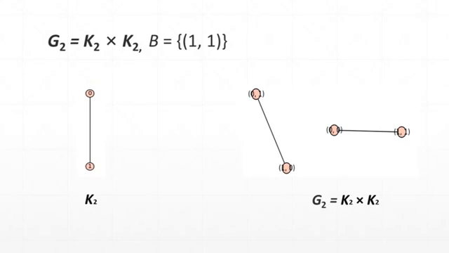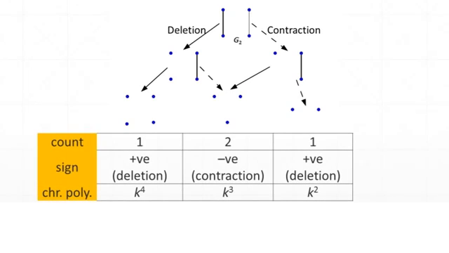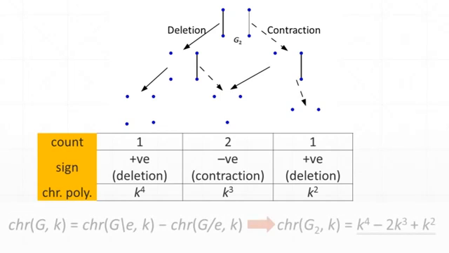For example, for the direct product of K2 and K2, which is under basis 1, 1, after a series of deletion and contraction, we can obtain null graphs only. Now we count the number of null graphs occurred and find their signs. The count refers to the number of paths G takes to get to the null graph, and graphs of deletion have positive sign while graphs of contraction have negative sign. Now we know the chromatic polynomial of G.